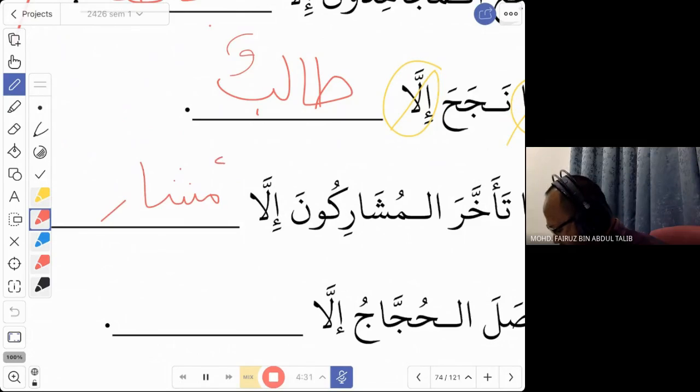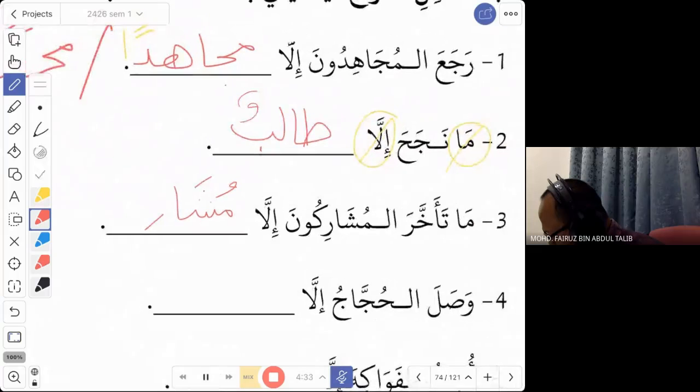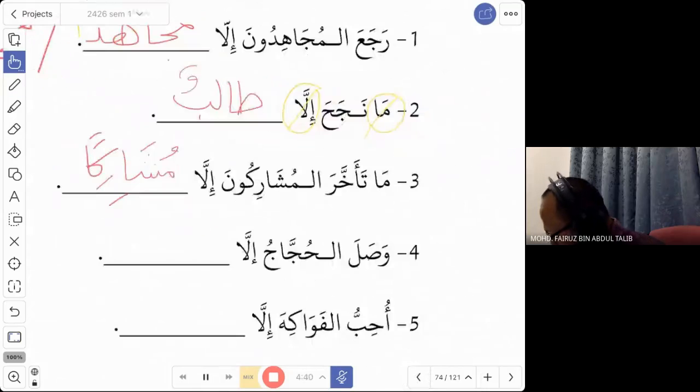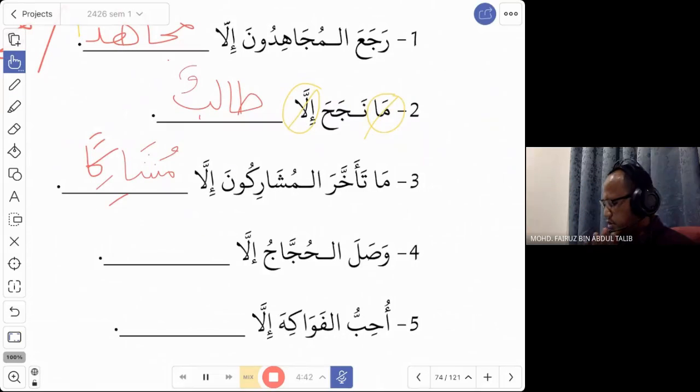But now we want to see how do you read this word? Musyarikan. Okay, musyarikan. This belongs to which group? Ma. So whenever you have ma, it is either group 2 or group 3. Group 2. Why group 2? Why not group 3?